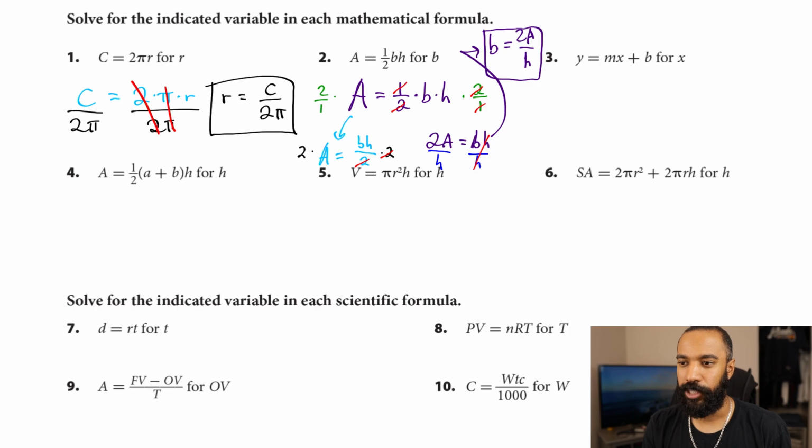y equals mx plus b for x. Now, if you've ever been in any sort of algebra class before, you've probably seen this one. It's a lot of people's preferred form for graphing lines. This is called slope-intercept form for a linear equation, where m represents the slope of your line and b represents what's called the y-intercept of your line. So we're going to solve for x.